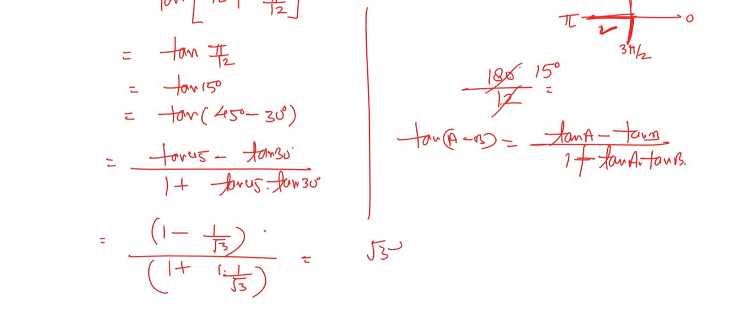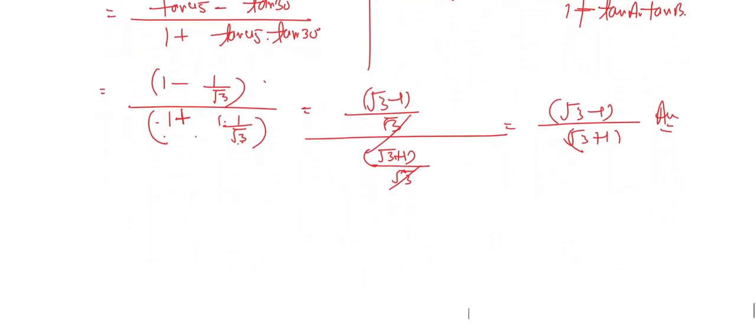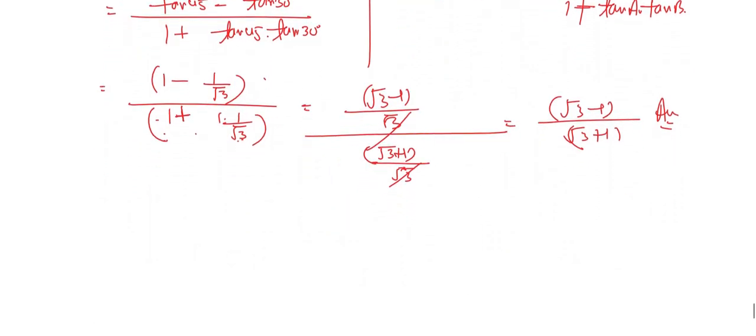If I simplify, it is root 3 minus 1 by root 3 divided by, what will be the LCM for these two? Root 3, and this is root 3 plus 1. Okay, so this and this will cancel. So the answer is root 3 minus 1 by root 3 plus 1. This is my answer. Sometimes this answer may be rationalized. This is a perfectly correct answer, but we can further rationalize it.